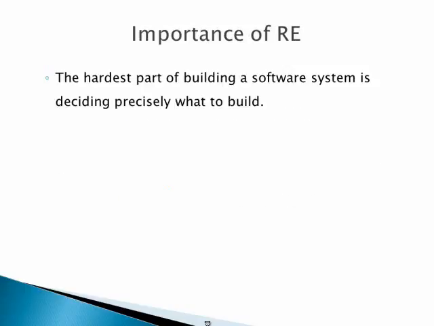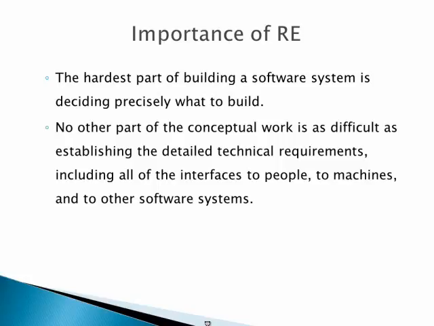Further to discuss the importance of requirement engineering, the hardest part of building a software system is deciding precisely what to build. It is the most difficult task in developing a software system to decide what the user actually needs. No other part of the conceptual work is as difficult as establishing the detailed technical requirements, including all of the interfaces to the people, to machines, and other software systems.